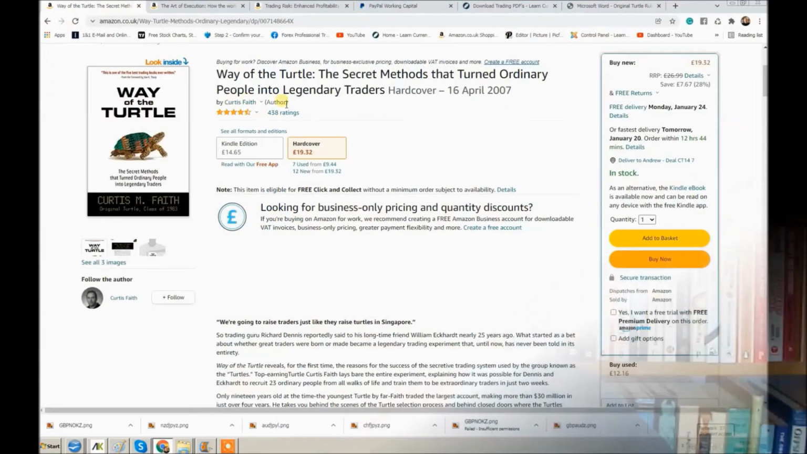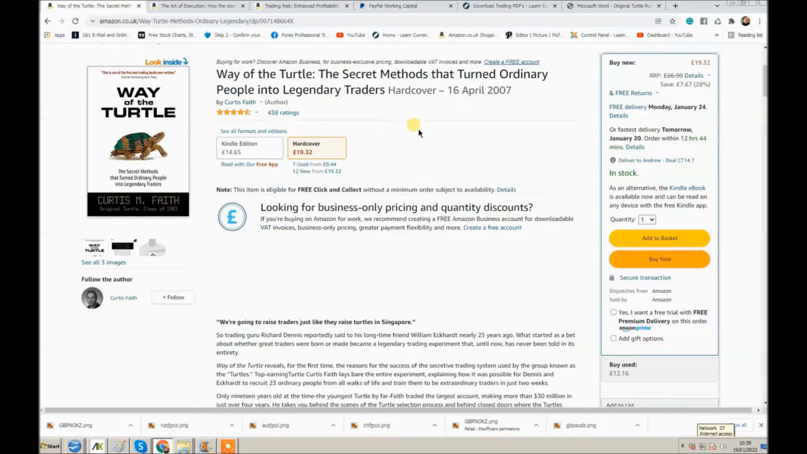The first book is Way of the Turtle by Curtis Faith, the most successful turtle. There's plenty of books on the turtles. This is the best. It goes through the turtle experiment in a lot of detail, but more importantly, it tells you how to apply the principles of the turtles in today's markets. Okay, I think any trader should go and read this book. It's frequently now in the top 10 best books on trading.